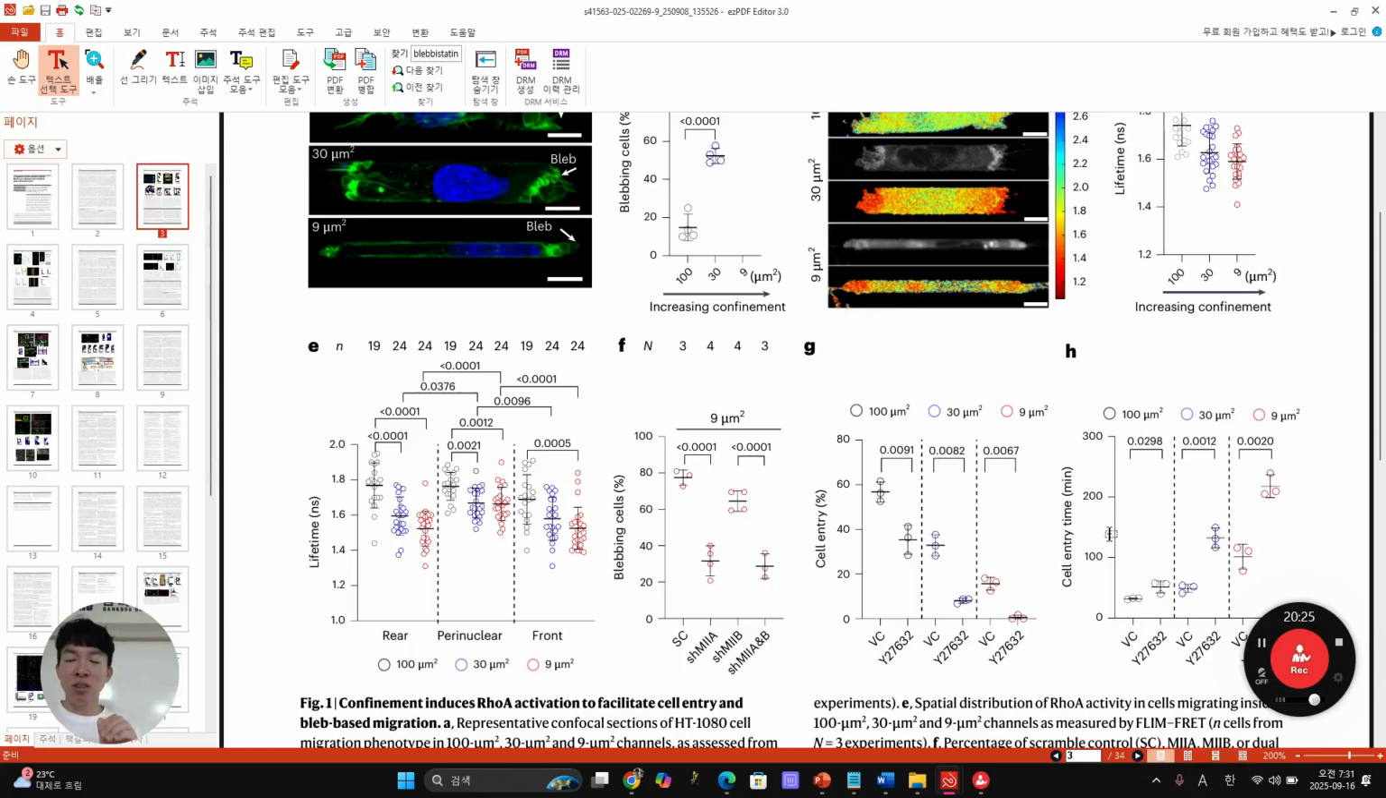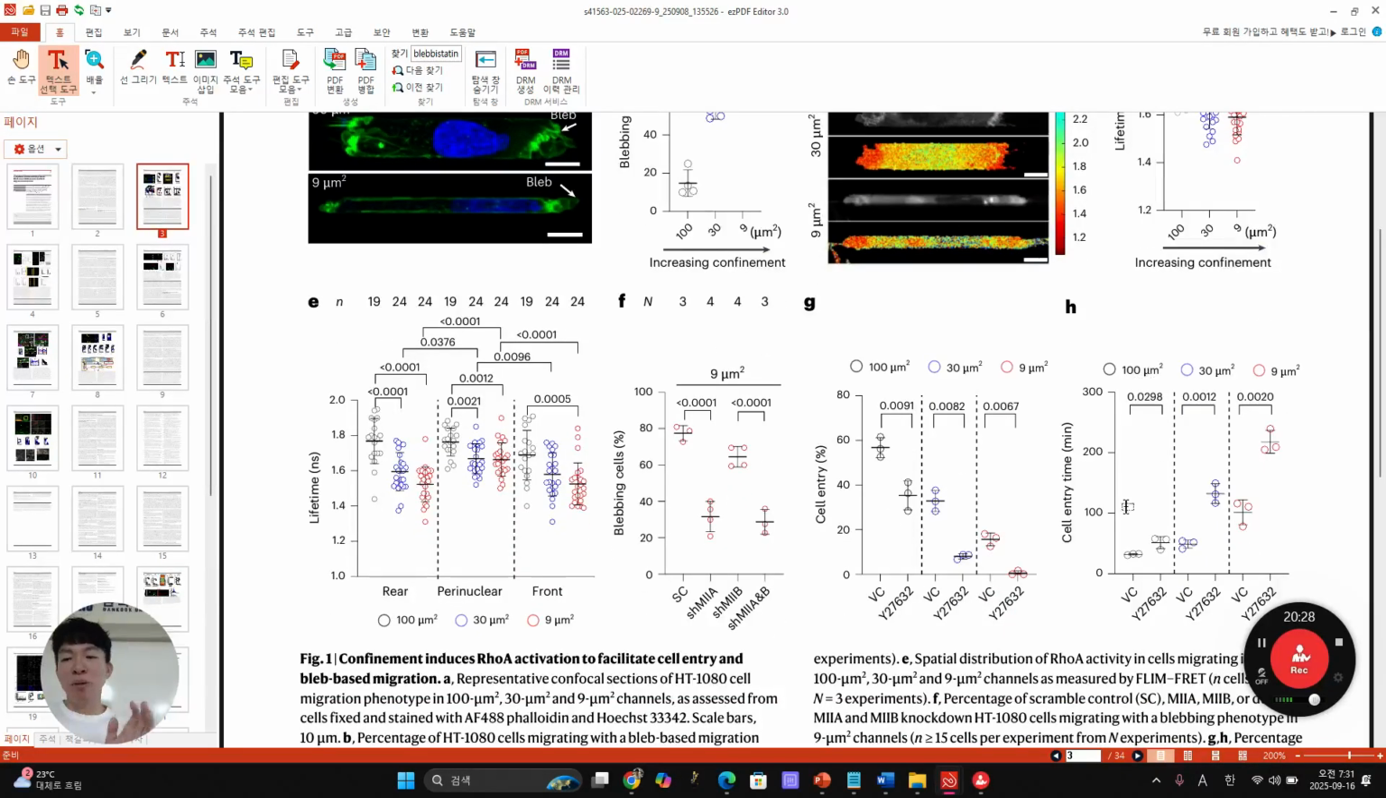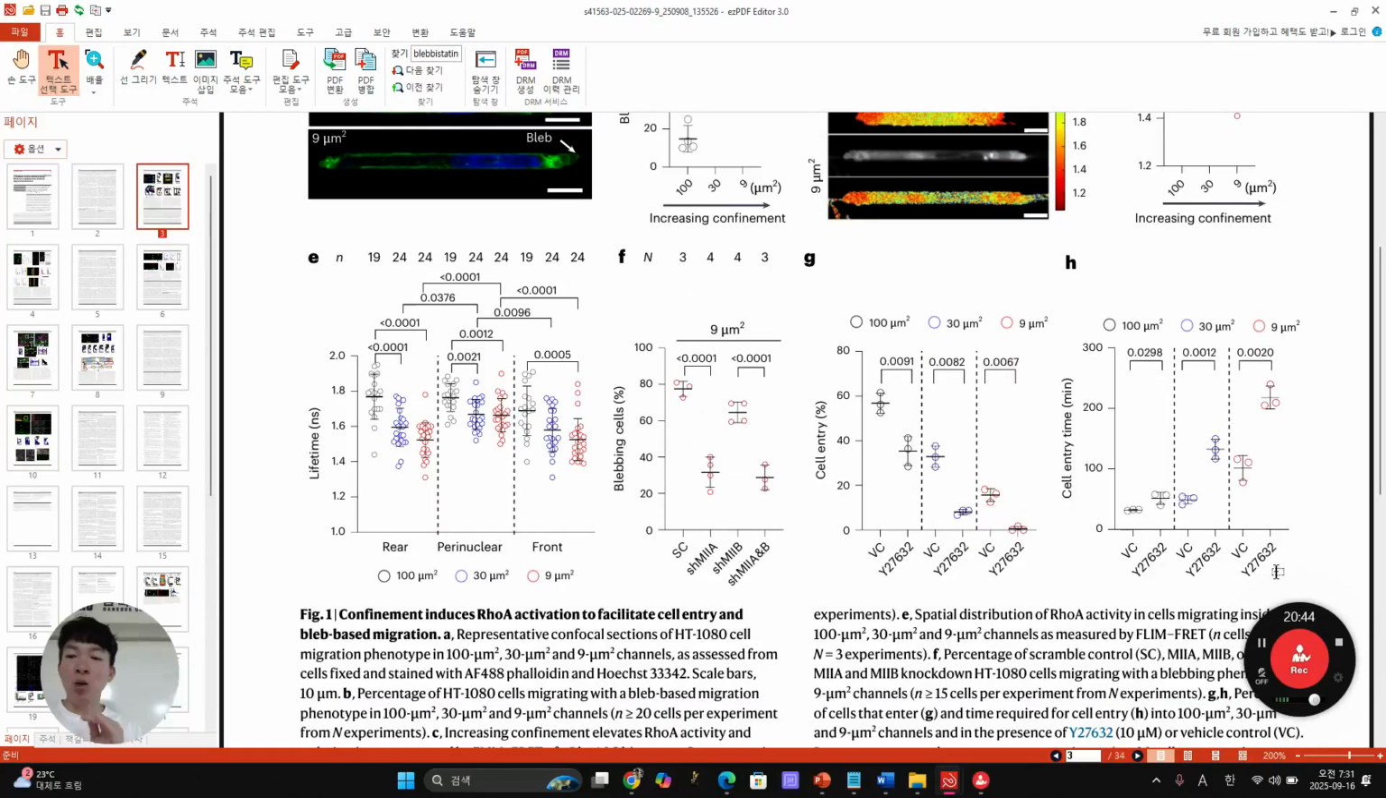So when they check the time, 1 micrometer is maybe less than 50 minutes, and then let's see the change by the Rho activity inhibitor. But when you look at 9 micrometer, oh, it took around 100 minutes. When they block Rho activity, it took a lot more time, 2 times. So this is figure one: confinement induced Rho activation facilitates entry and bleb based migration.